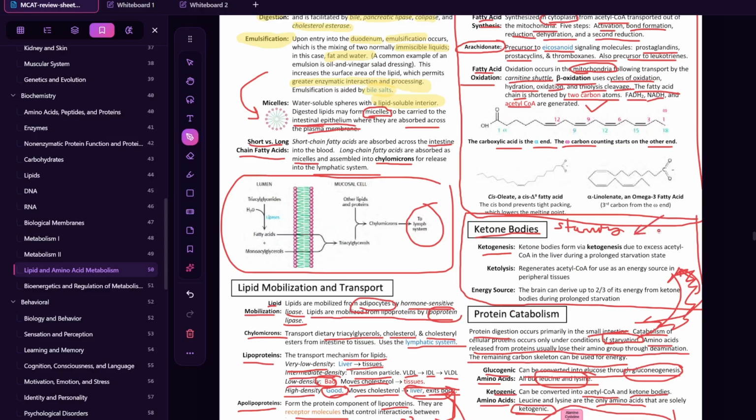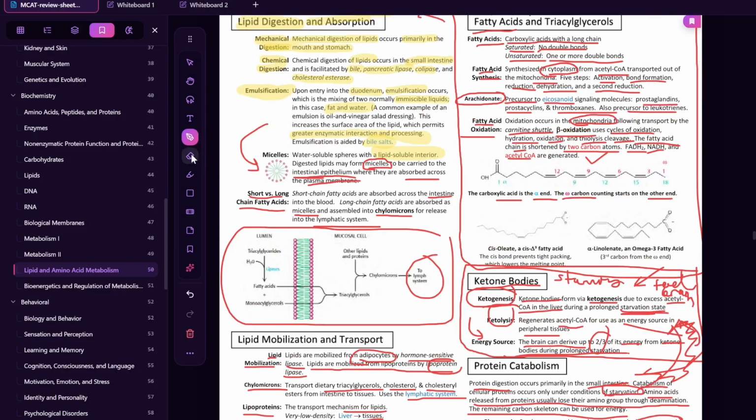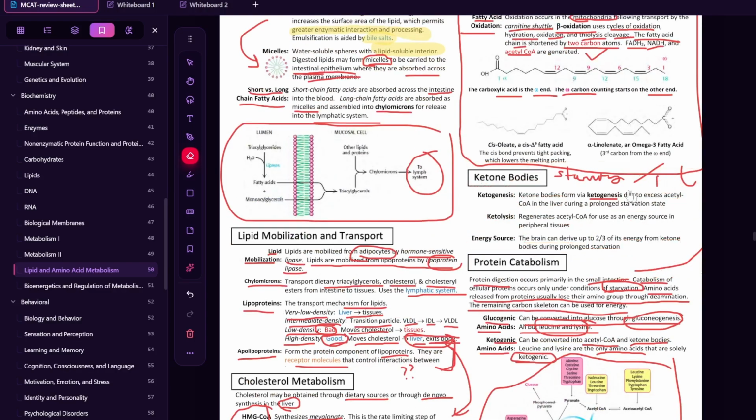So this is basically to feed your brain during the starvation state. And ketogenesis is the liver issuing all of these ketone bodies, formed from acetyl-CoA in the liver during a prolonged starvation state. And for ketolysis to occur, you have to regenerate acetyl-CoA for use as an energy source in peripheral tissues. The brain can derive two-thirds of its energy from ketone bodies during prolonged starvation. So when everything is out, all you have left is that your brain needs energy. This is the system it's going to use, ketogenesis. All right, so I hope that's good.